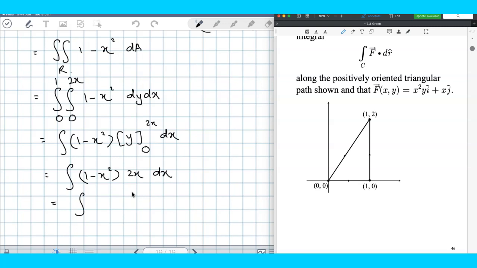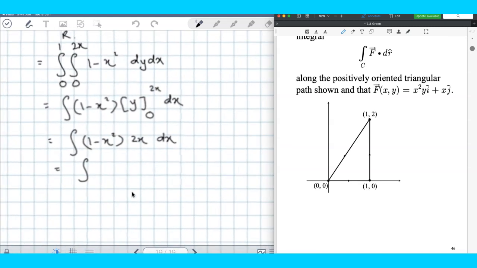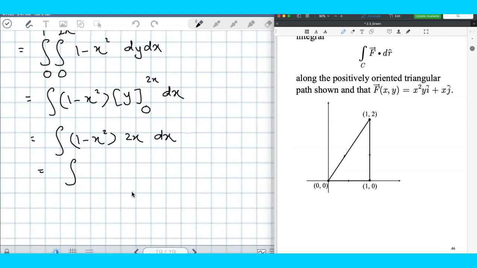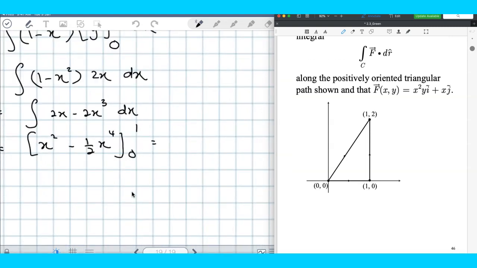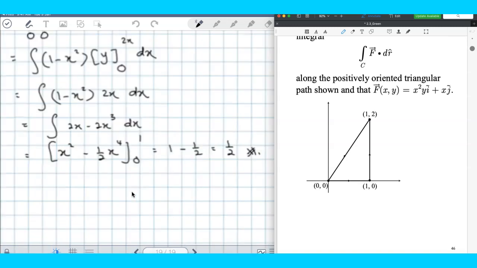Okay, so this one you have learned in the double integral topic, right? So then when we expand, we get x minus 2x cubed dx, then integrate, you have x squared minus 1 over 2 x to the fourth, from 0 to 1. And when you substitute, you get 1 minus 1 over 2 and get half. So that is your solution.